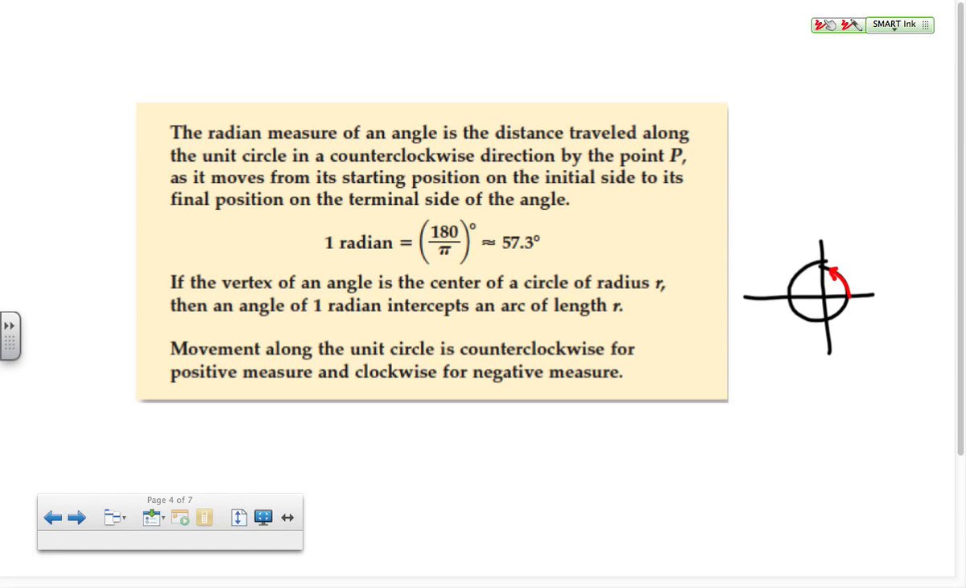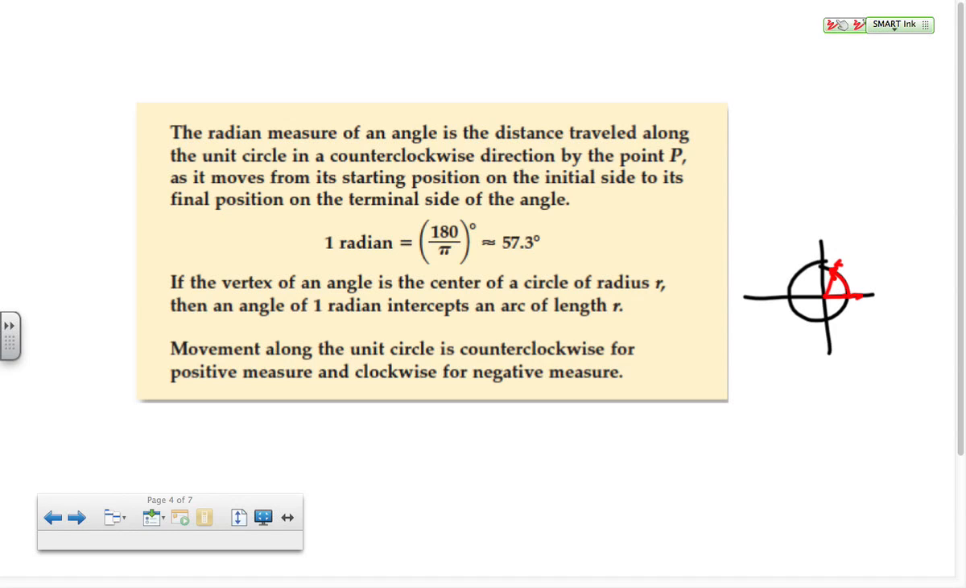By the point P as it moves from its starting point to the initial side and the final position of the terminal side of the angle. So basically, it starts here, right, and ends there. Okay, what's the distance? So 1 radian is 180 degrees divided by pi, which is about 57.3 degrees. If the vertex of an angle is at the center of the circle of radius r, then the angle of 1 radian intercepts the arc of length r. That's not important. So anyway, we're going to find all these radians, all right?